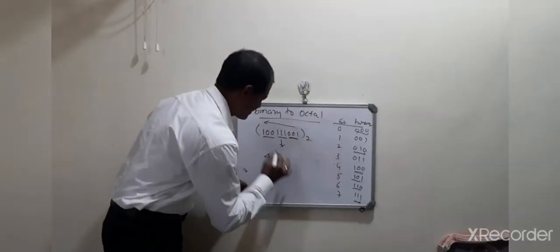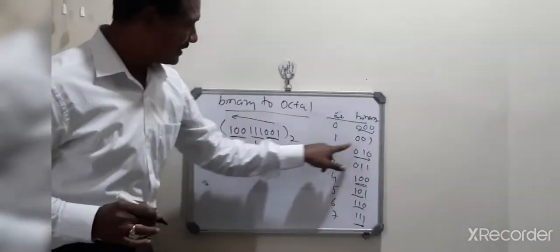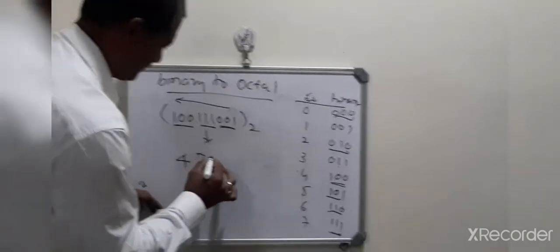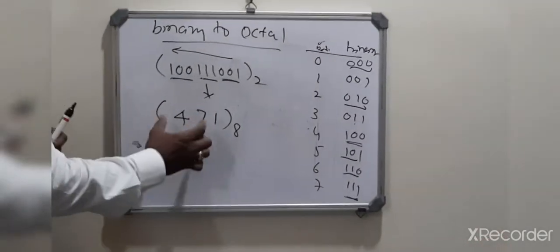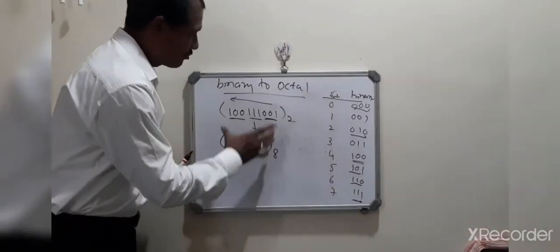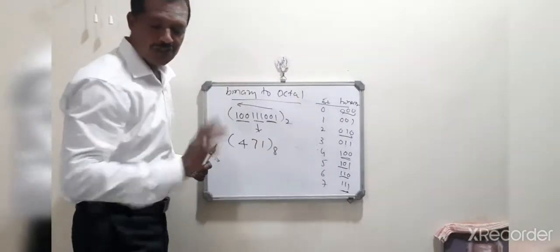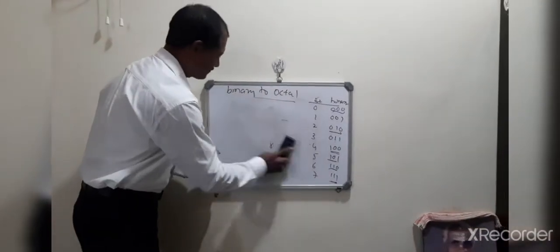Here you can write 7. Next is 001. The octal equivalent of 001 is 1. Here you can write 1 base 8. So 471 is the octal number for the equivalent binary number. This is how to convert binary to octal. I am going to take one more example.